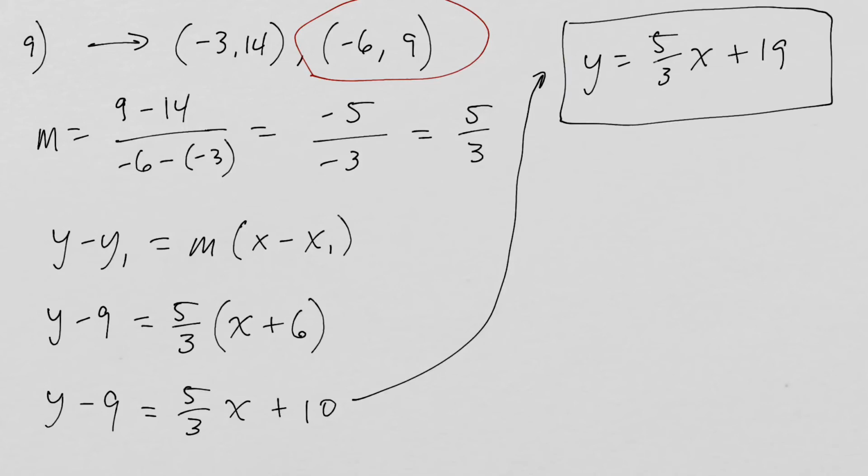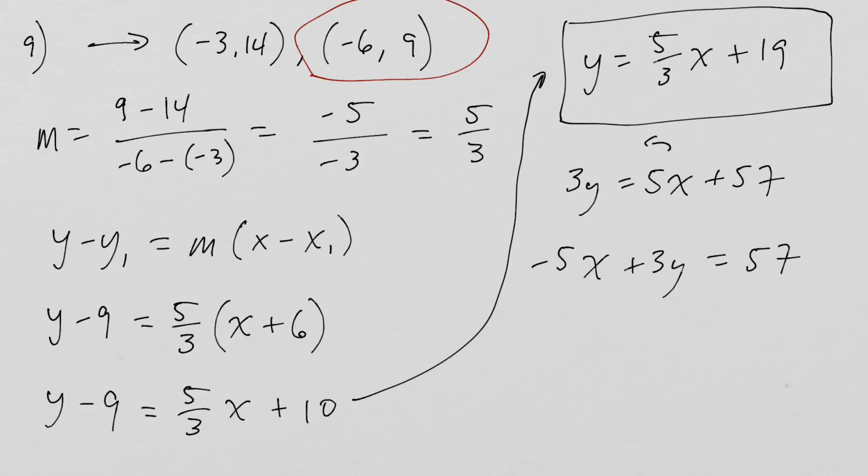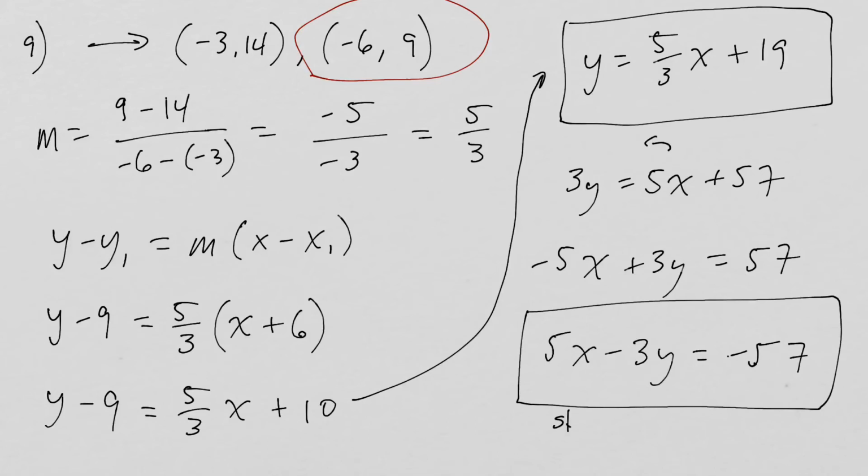But if you want it in standard form, now we're going to have to get rid of our fractions by multiplying everything by 3. I'm going to have to move my 5x over. And then I don't want my x to be negative, so I'll flip the sign of everything. And that's standard form.